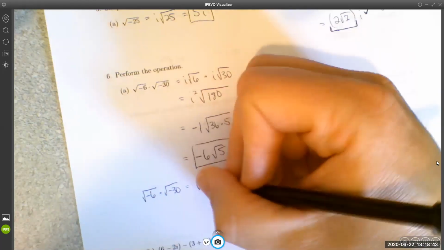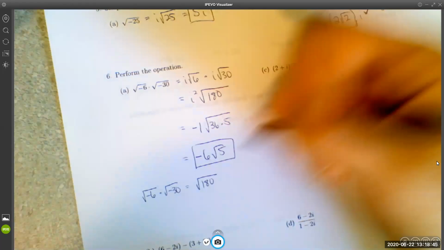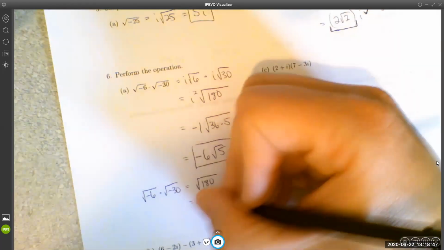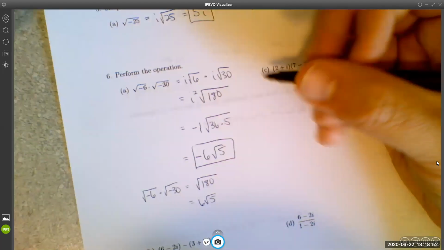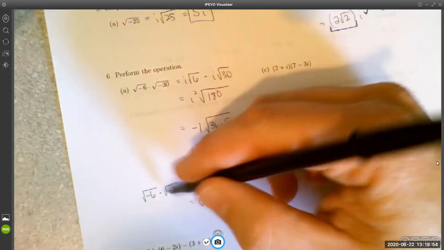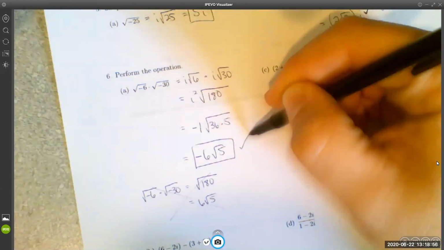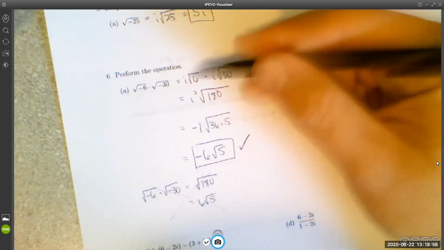-6 times -30 is positive 180. And then positive 180, as we've seen, is 6 root 5. So we would have gotten a positive 6 root 5 instead of the -6 root 5 that we should have gotten. Right? So this is the wrong way to do it. This is the correct way to do it. Right? So take out the I first.